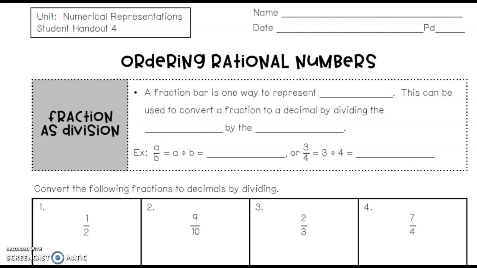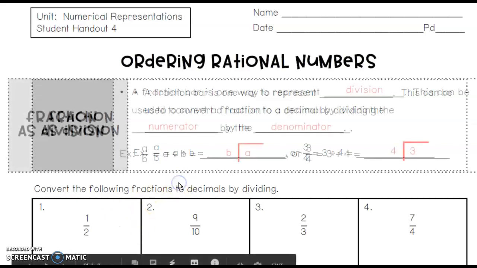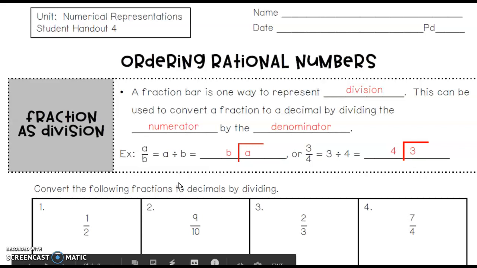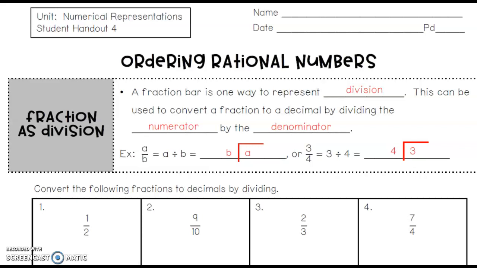All right, so ordering rational numbers. We need to remember that a fraction bar is one way to represent division. We can use that by converting a fraction to a decimal. We know the numerator divided by the denominator is how you do that. A over B is the same as A divided by B. This means that A would be your dividend and B would be your divisor. For example, 3/4 is 3 divided by 4. So 3 is your dividend and 4 is your divisor.